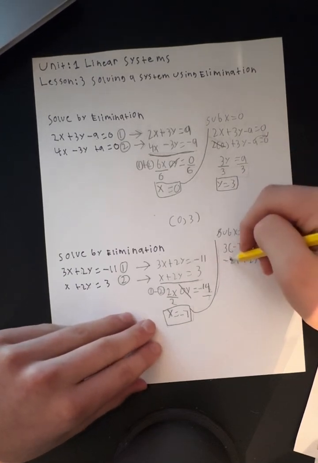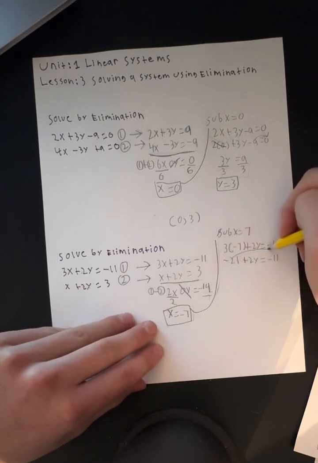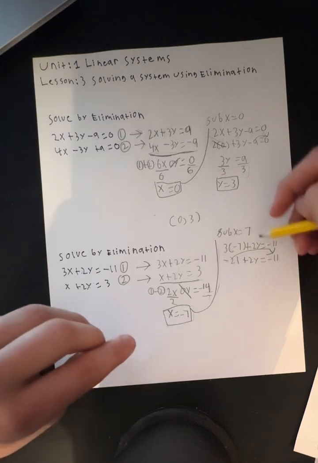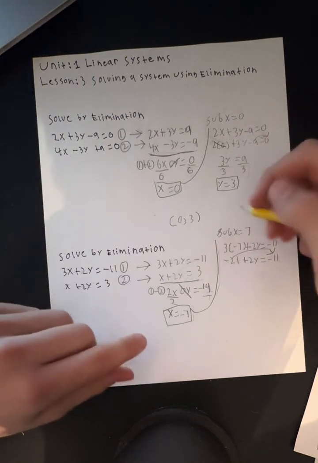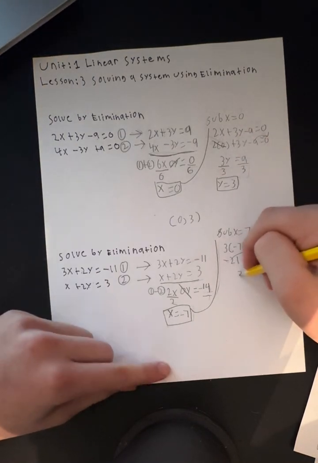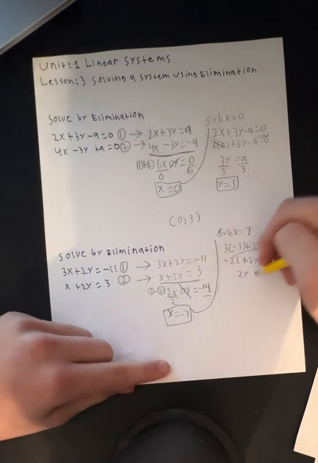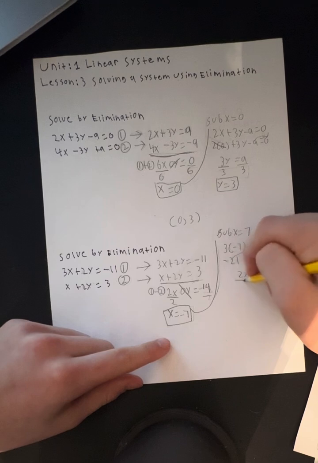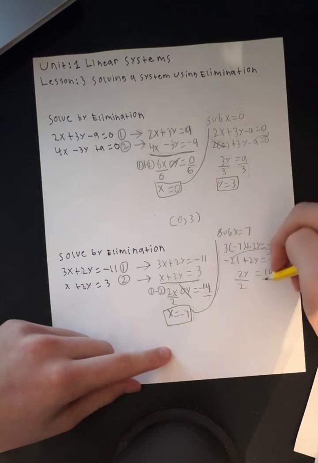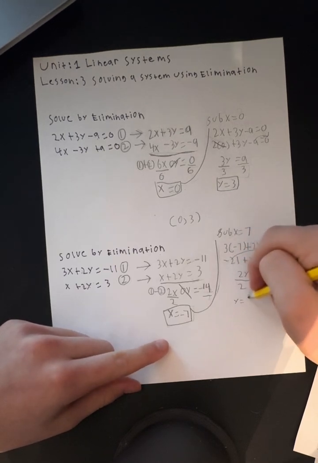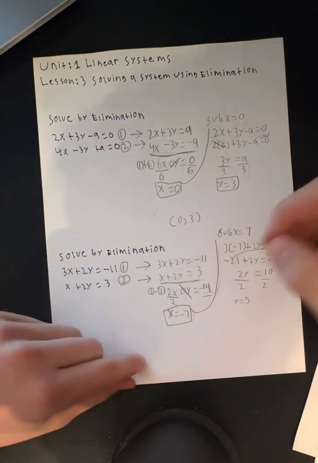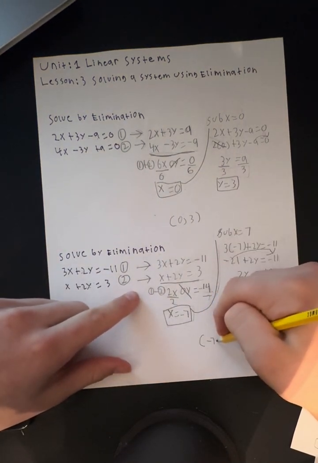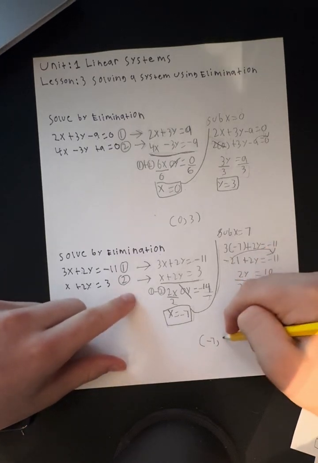I will move negative 21 over the equal sign to split up the variable terms and the constant terms. And I will get 2y equals 10. Divide both sides by 2, and we are left with y equals 5. There's your answer. X equals negative 7, and y equals 5.